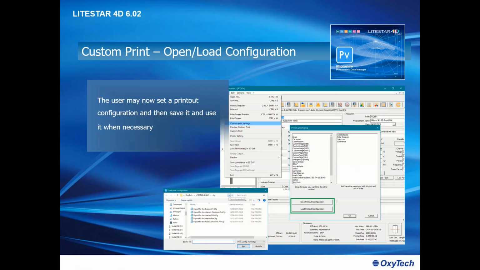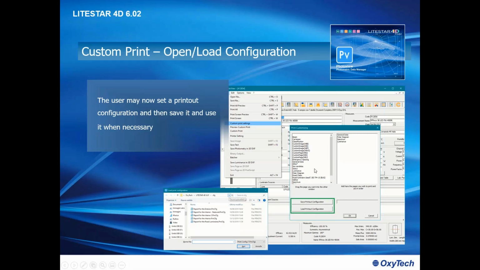The main problem is that PhotoView can be used with different floodlights, with different road luminaires, and for different indoor luminaires. So for any one, you may have a different set of modules you want to print in your report. Before, it was quite heavy to define every time what you needed to print. Now you can save it to the configuration. You can save your own configuration, and then you can load the configuration.